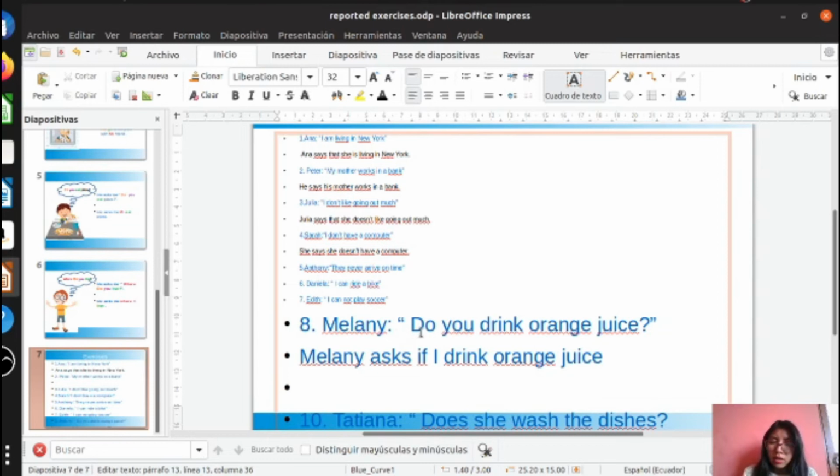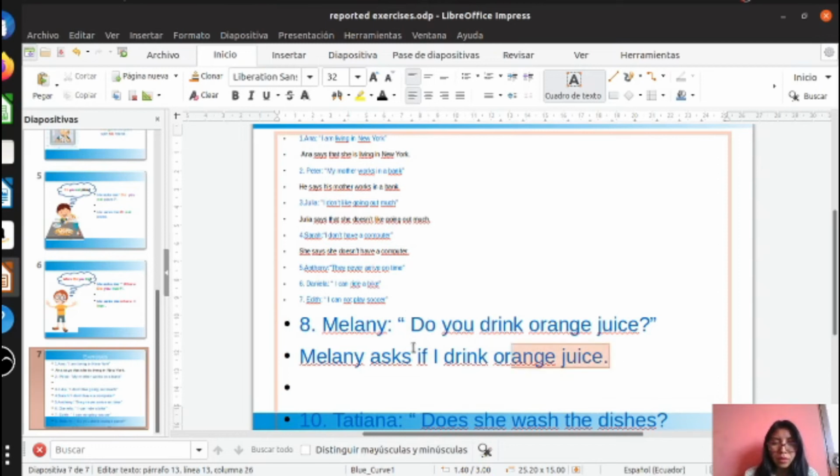Melanie, ¿bebes jugo de naranja? I am going to report. Les voy a reportar. Melanie pregunta si yo tomo o bebo jugo de naranja. Okay, in this case I am using if because that is a yes/no question.